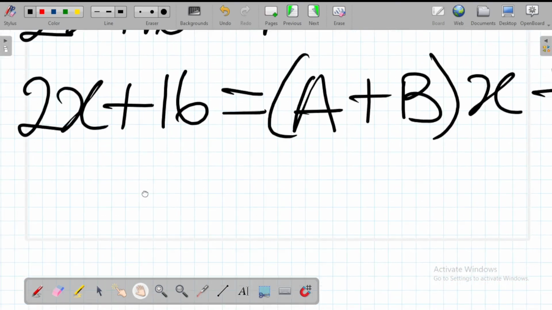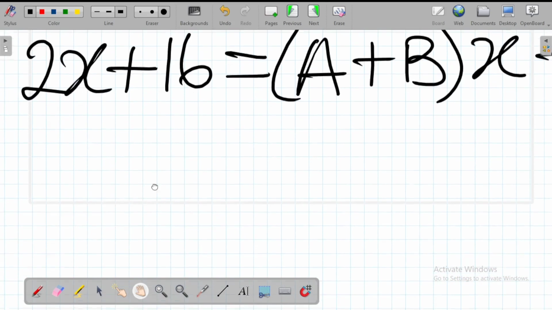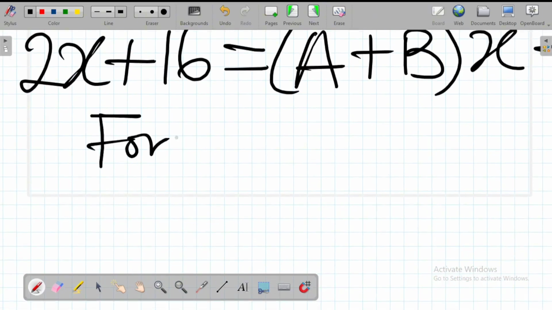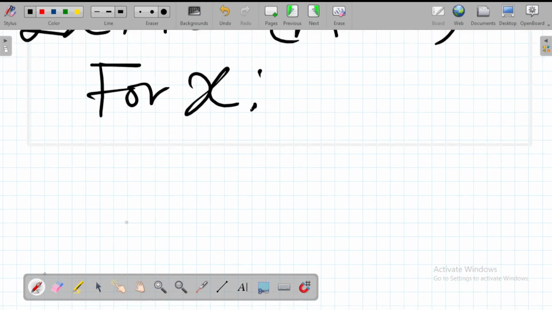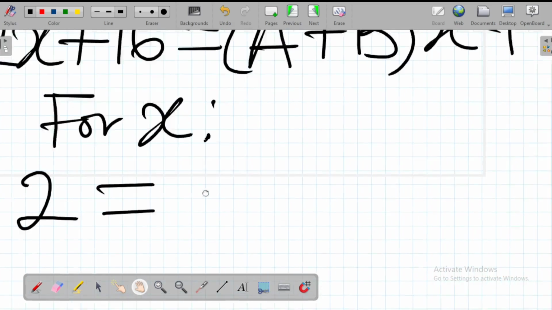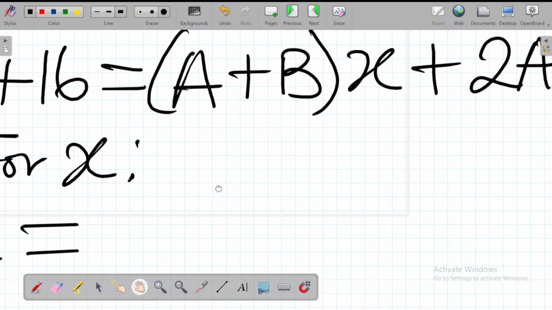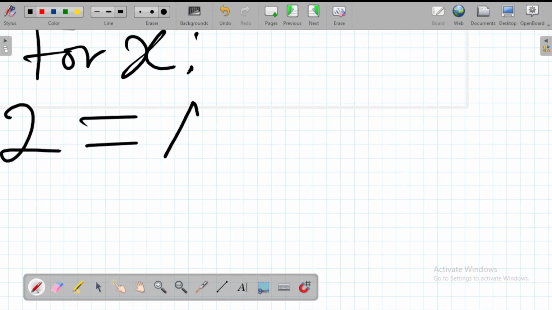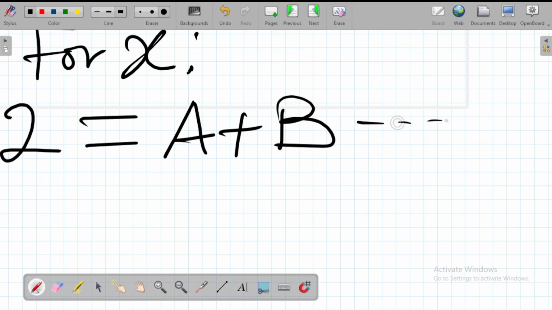All right, so let's compare coefficients. For x, we'll look for the coefficient of x at the left-hand side and equate it to the coefficient of x at the right-hand side. The coefficient of x at the left-hand side is 2. So we have 2 is equal to, the coefficient of x at the right-hand side, a plus b. So we have a plus b. So let's call this equation 2.